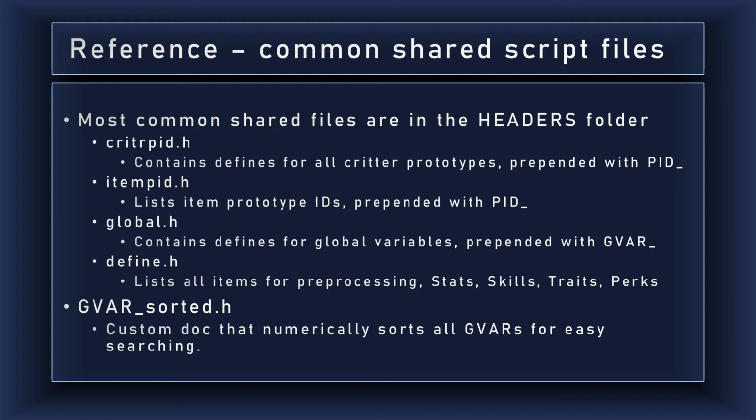And then we get to global.h. This is for all global variables. It's prepended with gvar underscore. So when you see gvar in the code, that is a global variable, meaning that it can be changed and it is affected at the world space level of the game.